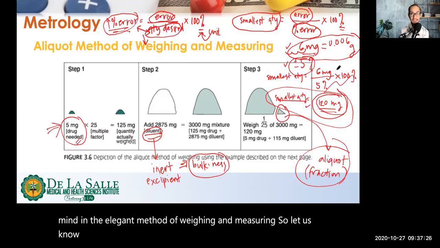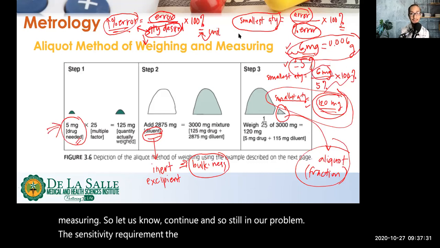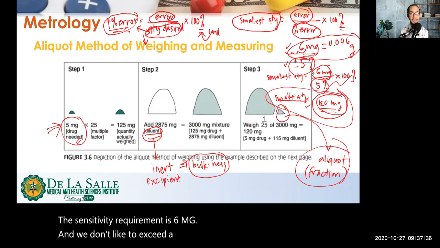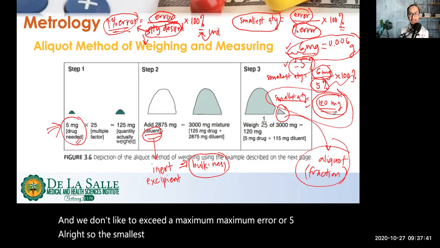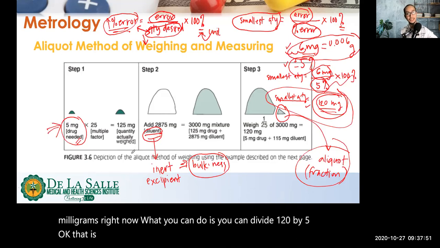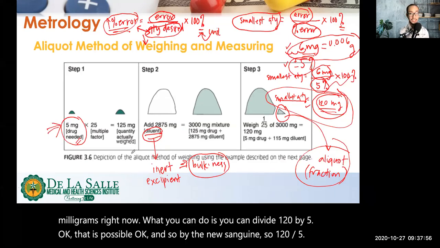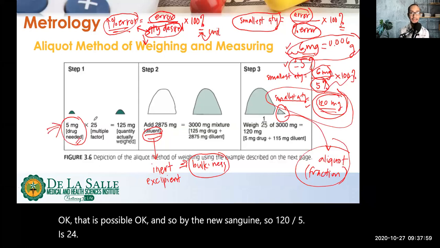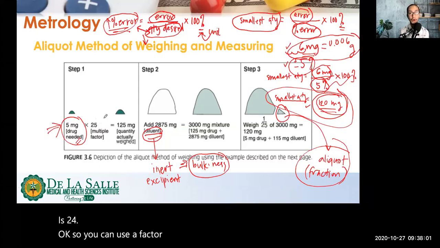So still, in our problem, the sensitivity requirement is 6 milligrams, and we don't like to exceed a maximum error of 5%. The smallest quantity weighable in the balance is 120 milligrams. Now what you can do is divide 120 by 5. That is plausible, and you can do it. So 120 divided by 5 is 24. So you can use a factor that is 24 or higher.